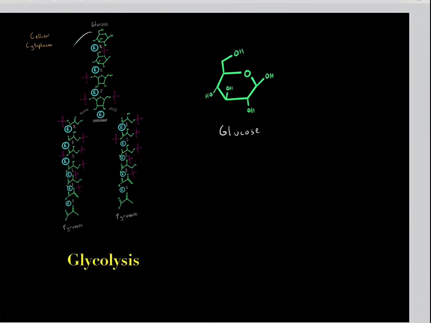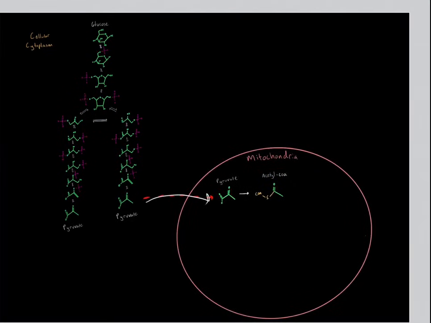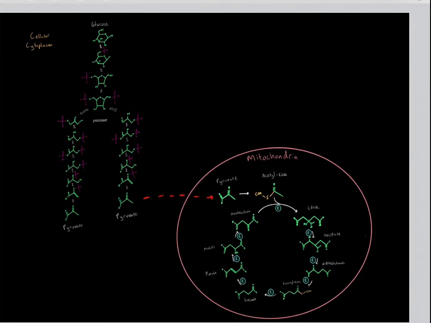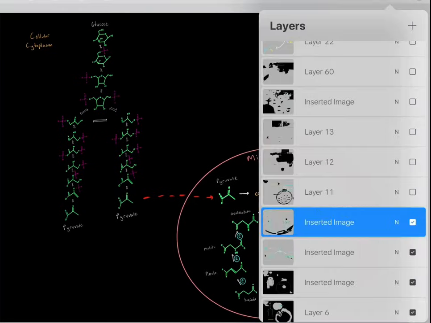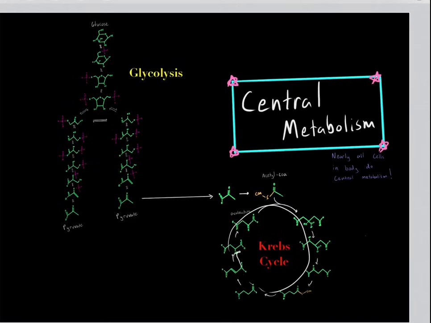Once we go through glycolysis and form these pyruvate molecules, they can enter the mitochondria. In the mitochondria, we take these pyruvate molecules and convert them into acetyl-CoA molecules. Once we form acetyl-CoA, it can react with oxaloacetate to form citrate. Then we go through a bunch of chemical reactions, eventually reforming oxaloacetate, which can react with new acetyl-CoA molecules to form new citrate molecules and go through this cycle over again. This pathway is referred to as the Krebs Cycle.